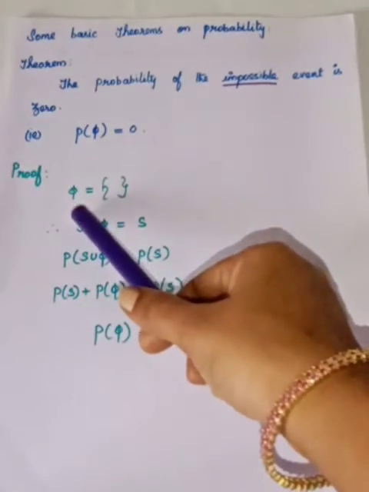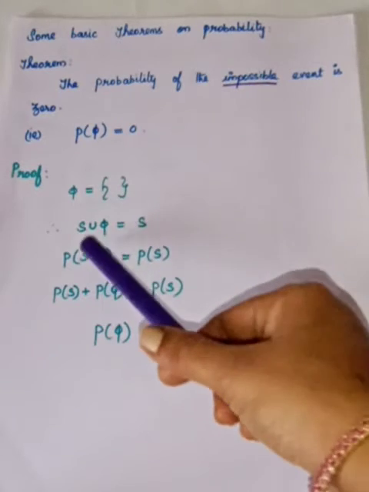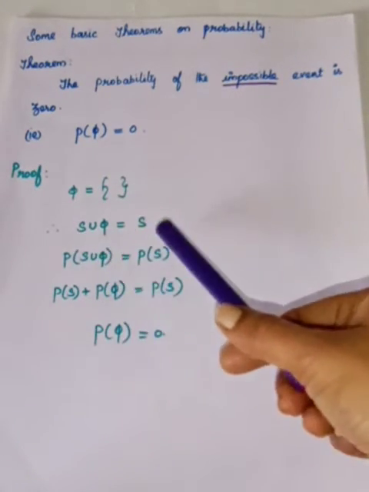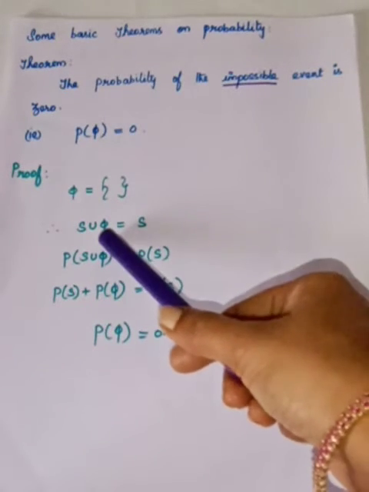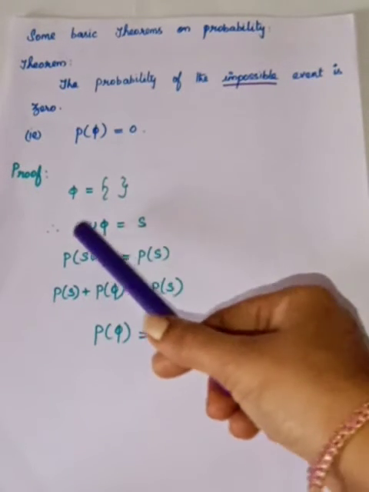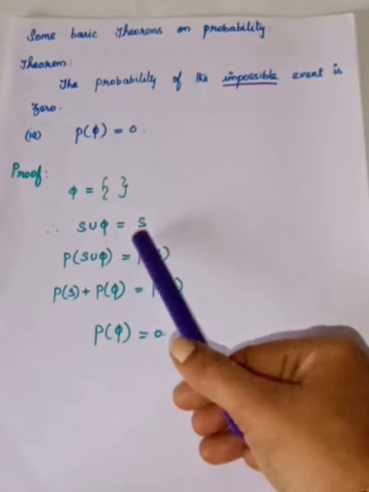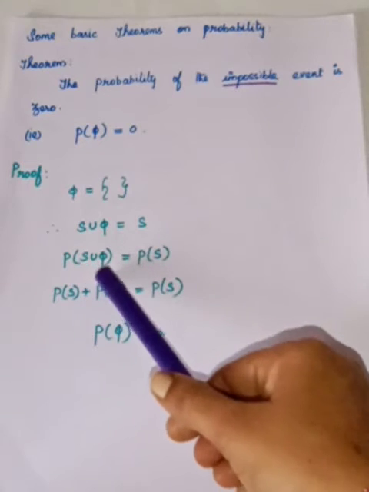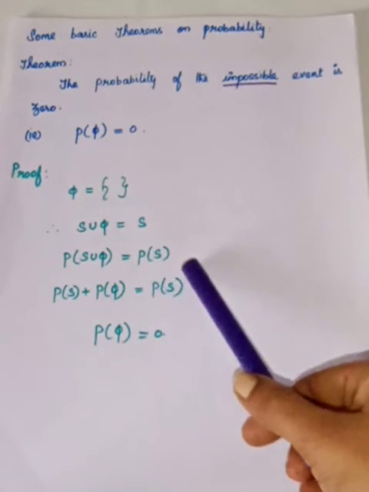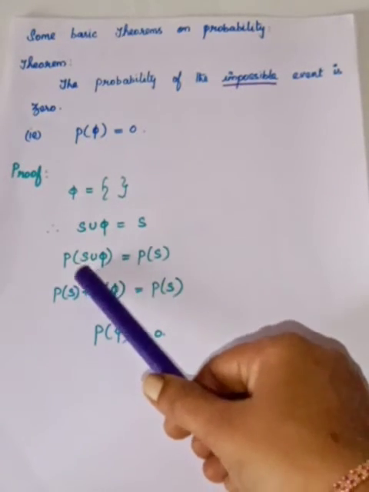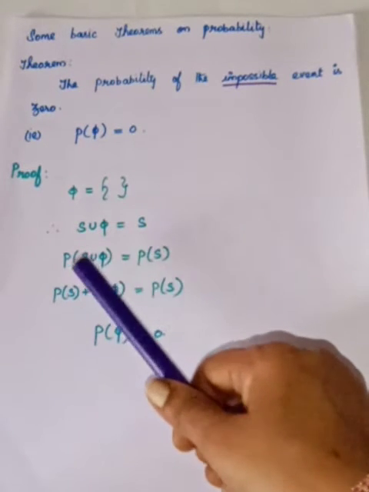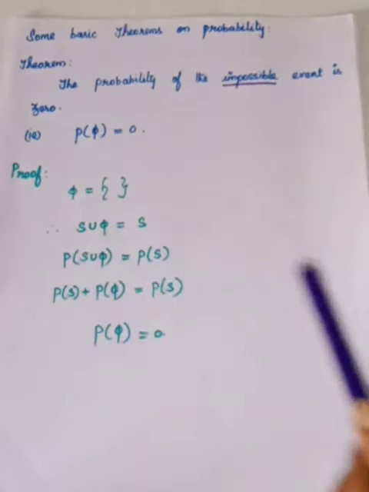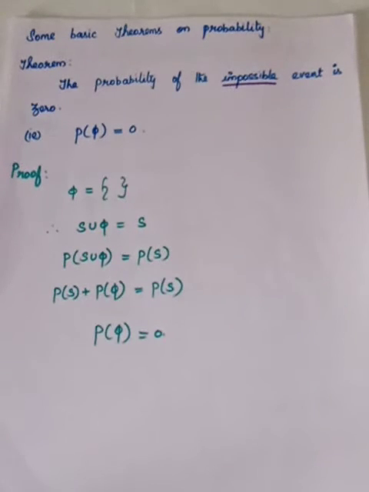So phi is what? It is an empty set. S is a sample space. And if you join the empty set with the sample space, you will get the sample space only, because the empty set does not have any elements. So apply the probability: P of S union phi is equal to P of S. S is the sample space, so all the possible outcomes will be in S. In phi, no elements will be there. So therefore they are mutually exclusive.